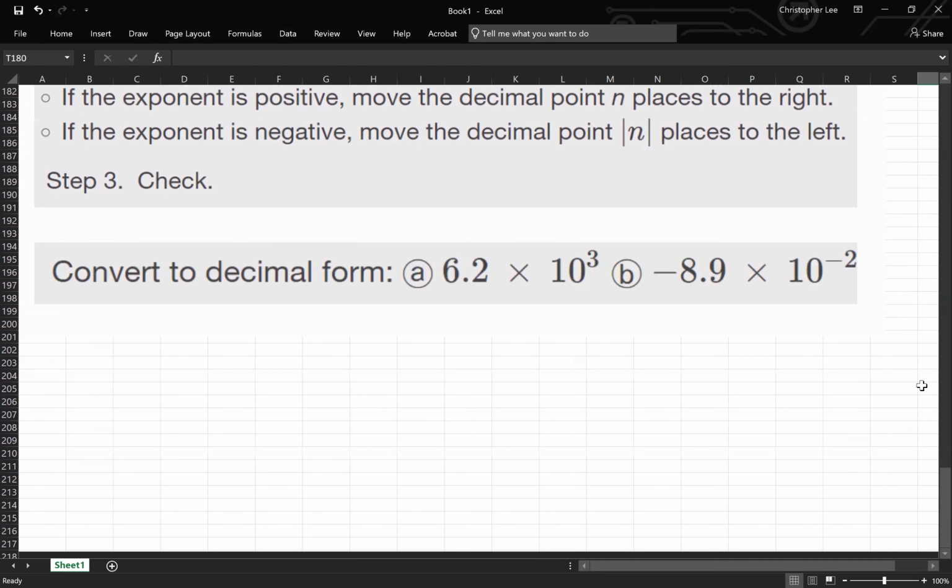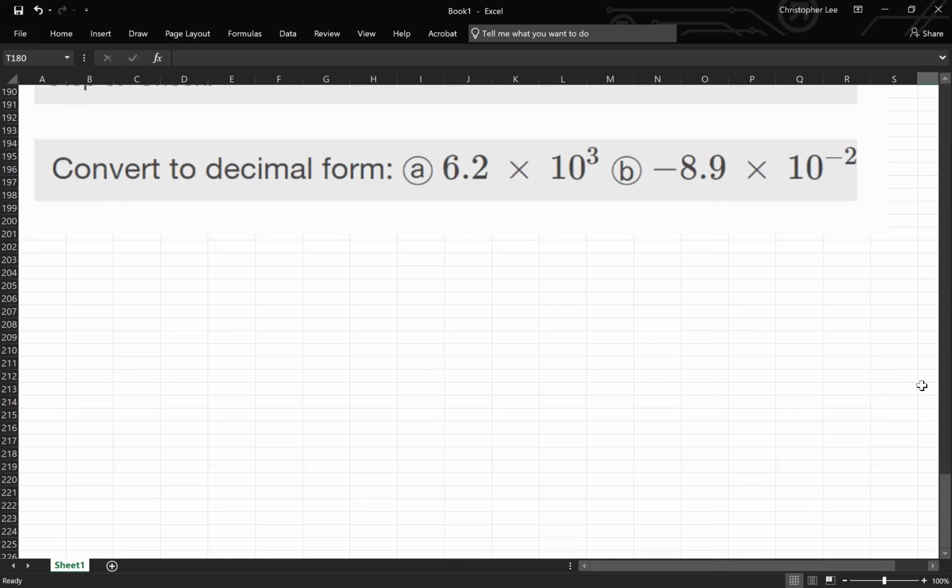Let's try it out. Let's try it out. Check this out. I got 6.2 times 10 to the third power, right? All right, that's 6.2 times 10 to the third power. Tell me how to do this. What am I going to do? I have the 6.2 right here. Tell me what to do.